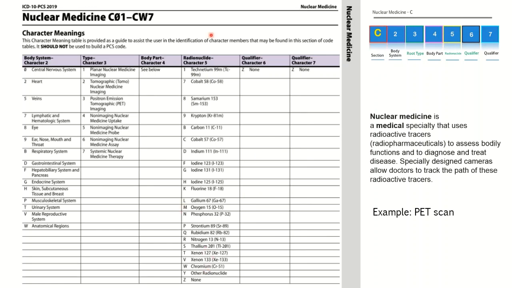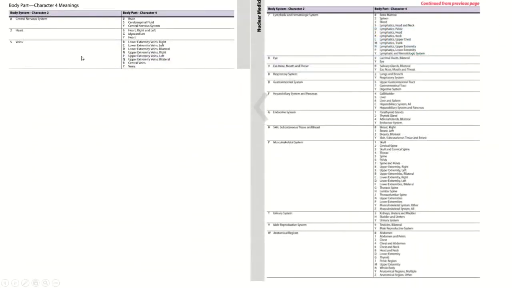All right, coders, let's take a look at the body parts. As you can see, they correspond to the second character. If the second character is the nervous system, the body part will be either the brain, cerebrospinal fluid, or central nervous system. Then you've got your heart, right and left, myocardium and heart, and veins and lymphatic system, and so on.